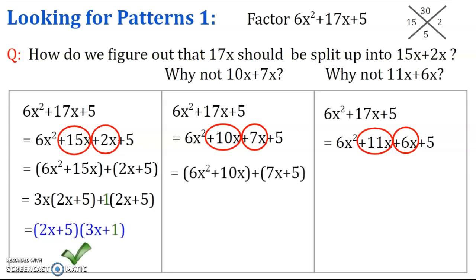Then again, we put the parentheses. But when you look for the GCF, you take out the GCF. Notice that 3x plus 5 and 7x plus 5 here, they're not the same. That's how you know that you've made some mistake somewhere.